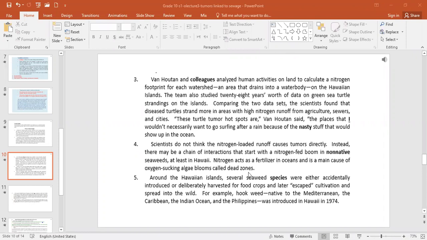If I were to ask you, Fatima, what pattern of organization is that? She said the nitrogen triggered the herpes virus, which triggered the tumor. What pattern is that? Cause and effect. Thank you, cause and effect, exactly.